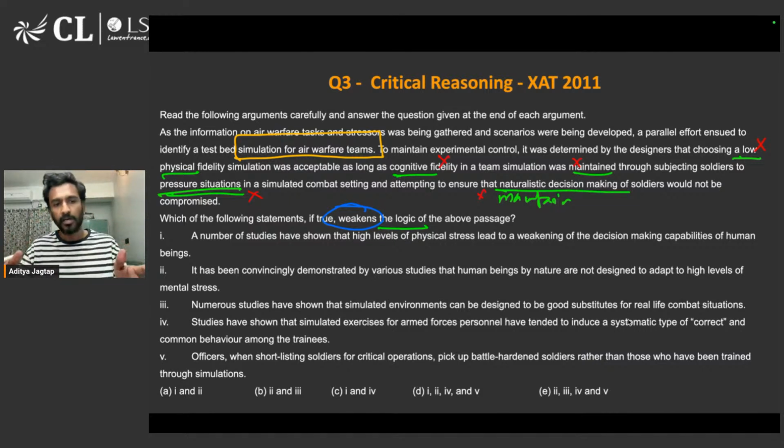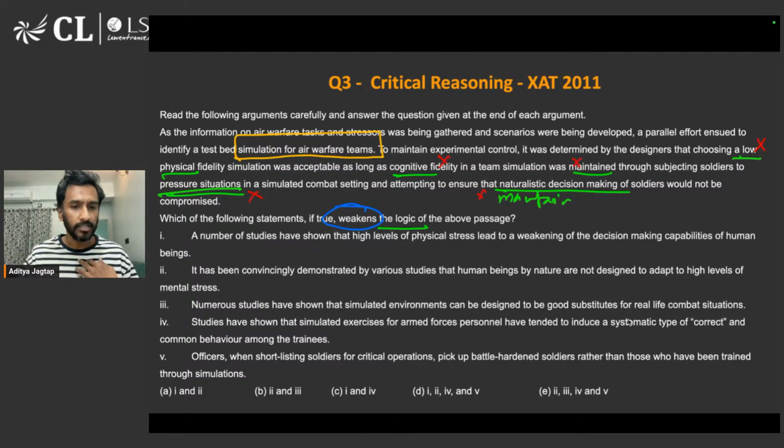I'm really sorry. I need to tell you three things from this question. There are statements which are strengthening, there are statements which are weakening, and there is one statement which is unrelated to the logic of the above passage. I've explained the initial part. Let's start with statement five.